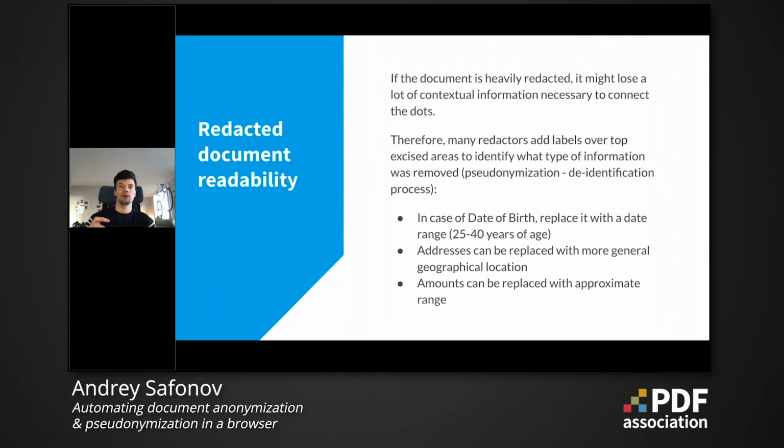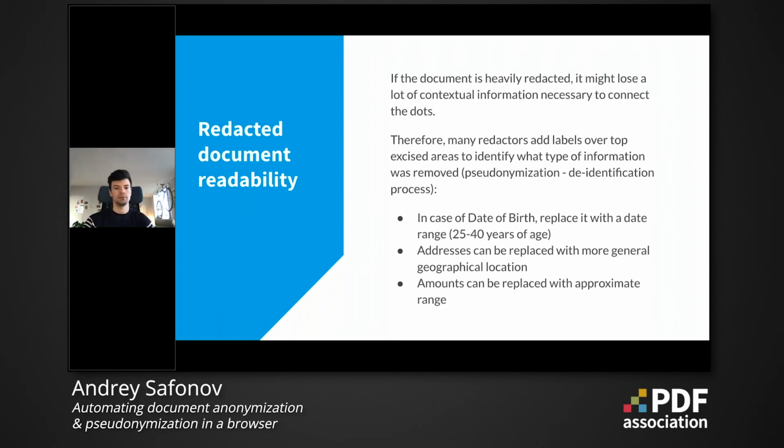Now, a lot of redactors out there can actually add labels on top of excised areas to identify what type of information was removed. And this process is called pseudonymization, the de-identification process. For example, if we have a date of birth that we're dealing with, we can replace it with a range. So instead of giving the exact date, we can say 25 to 40 years of age. Addresses can be replaced with a more generic geographical location, and the amounts can be replaced with an approximate range.